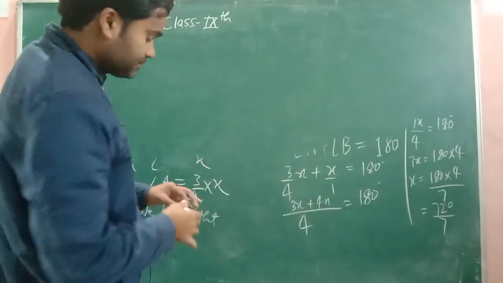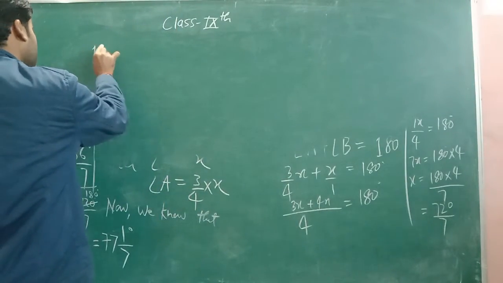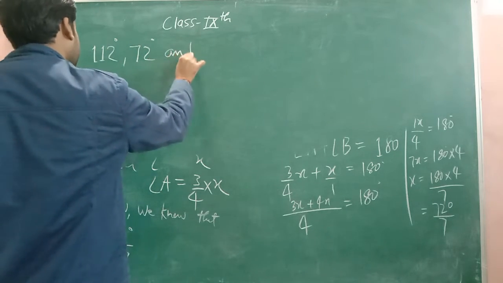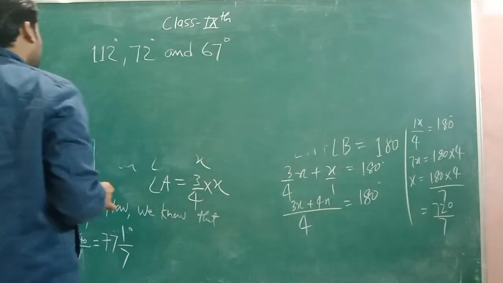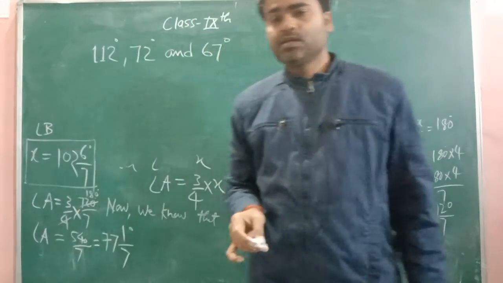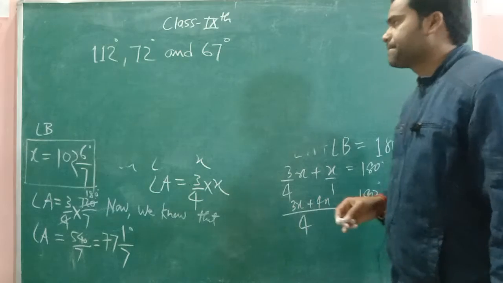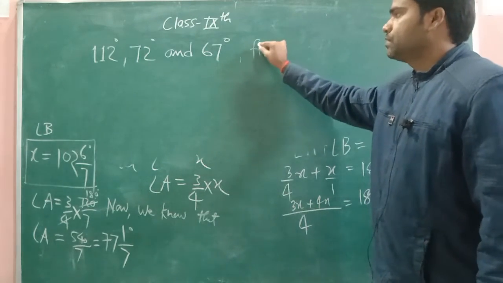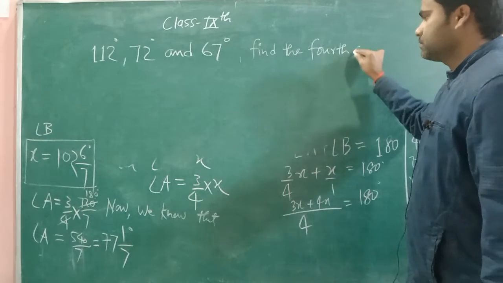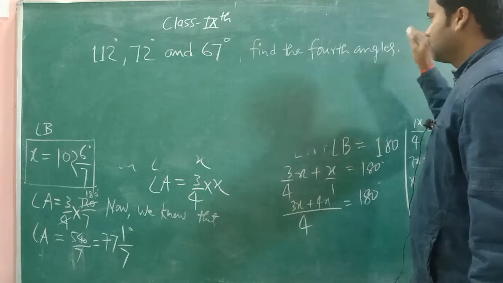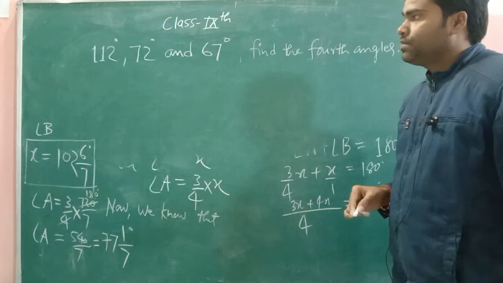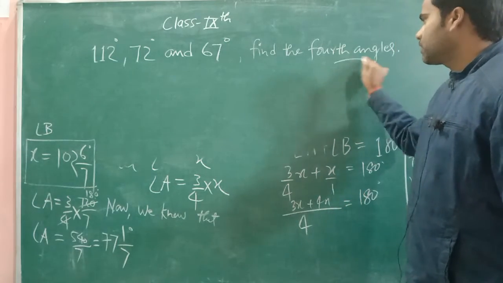112 degrees, 72 degrees and 67 degrees. Three angles of a quadrilateral are 112, 72 and 67 degrees. Find the fourth angle. It is the last question for this particular video. 112, 72, 67. Find the fourth angle.